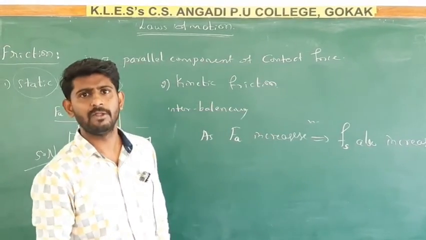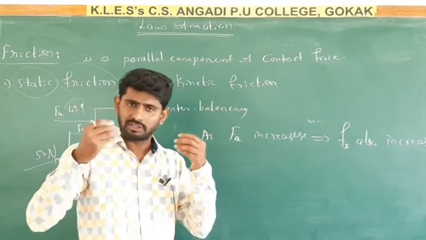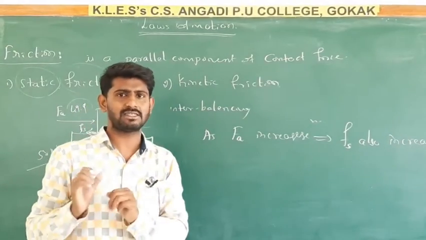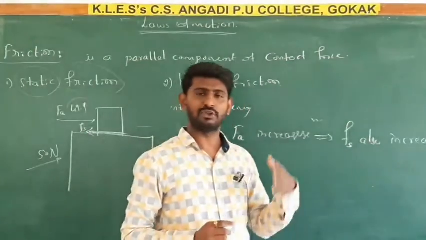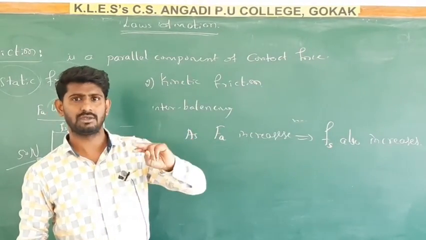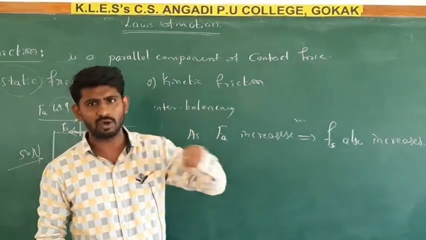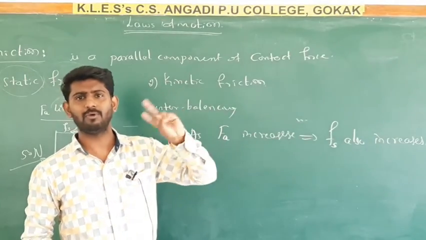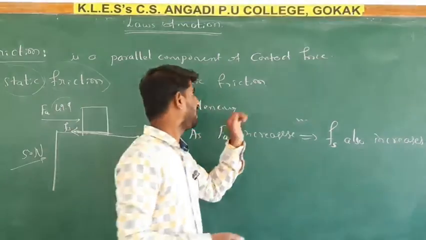Static friction is the friction existing on the body when the body is at rest. Kinetic friction is the frictional force existing between the two surfaces when there is a relative motion, either the upper body moving or the lower body moving, or both may move. So that is kinetic friction.